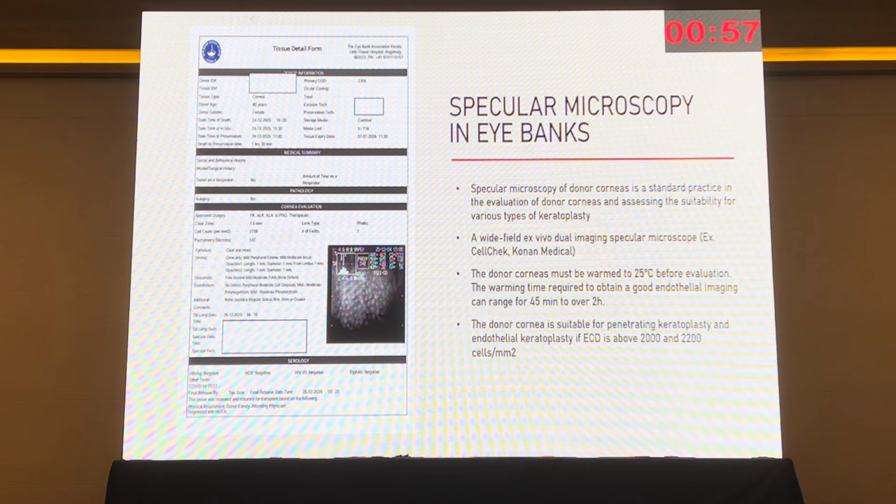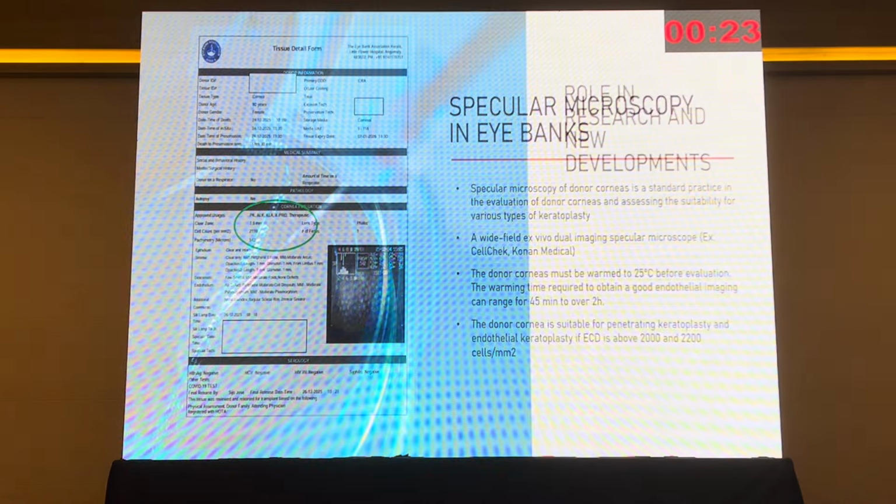And the eye bank, as I said, has an upright specular, and this is what they usually send you with the tissue. This is from LVPEI actually. So this is a specular which is done, and then they tell you which is suitable for PK, LK, or therapeutic. A wide-field XY or dual imaging specular microscope is used, like the CellChek. Donor corneas must be above 2500, as I said. The donor cornea is suitable for penetrating keratoplasty if it is more than 2000, and for EK, usually 2200.